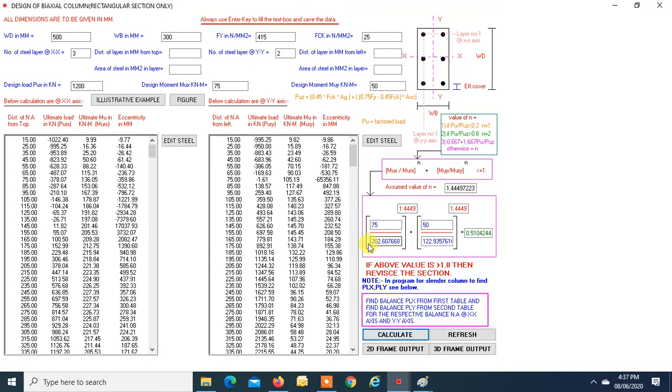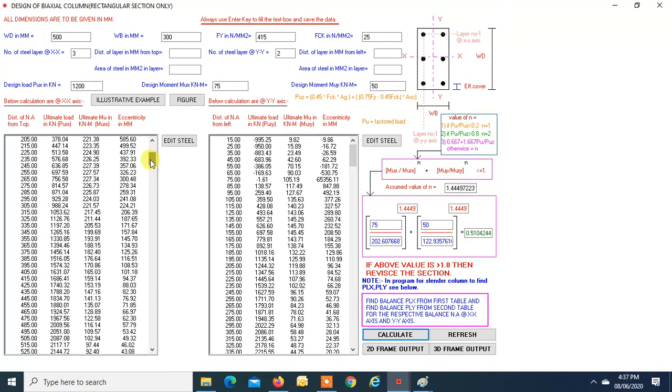How do we get this MUX1? We have to find the corresponding MUX1 for our PUR, which is equal to 1200. PUR 1200 comes in between these two, so the corresponding moment will be in between these two values. You have to interpolate and find that it turns out to be 202.6.